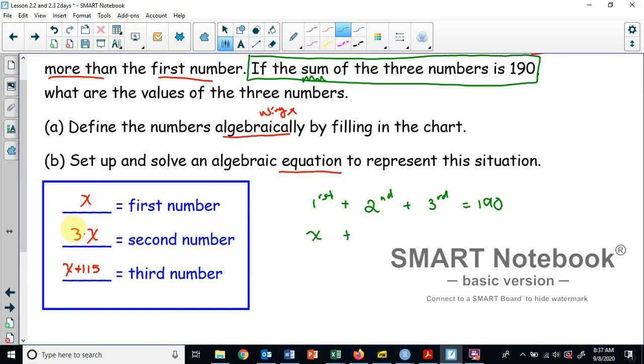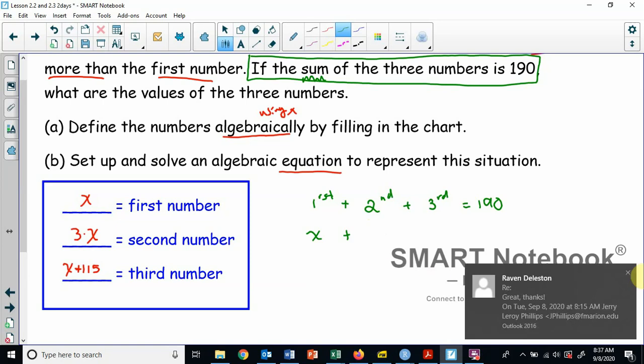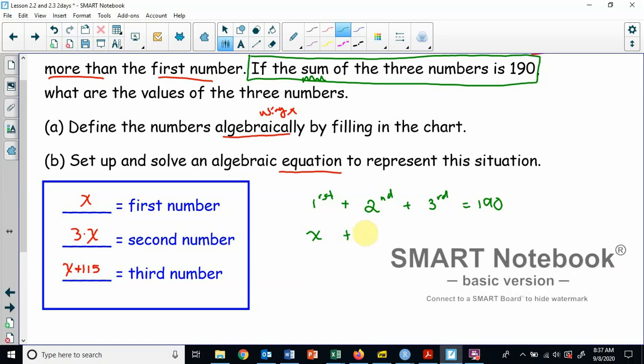The second number is 3 times x, or 3x. And the third number is x plus 15. So I'm just replacing each one with its own representation, and that equals 190. So that's the formula that relates all the numbers.